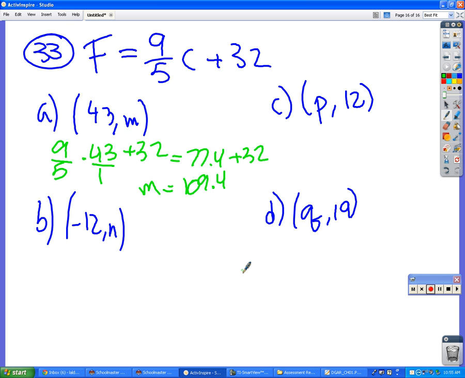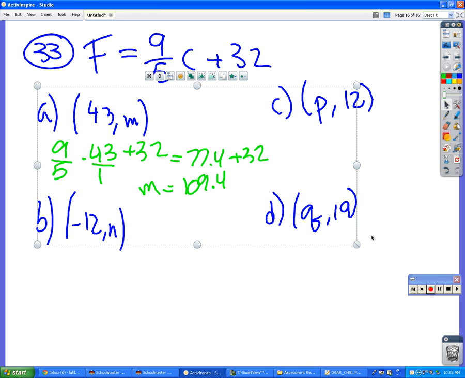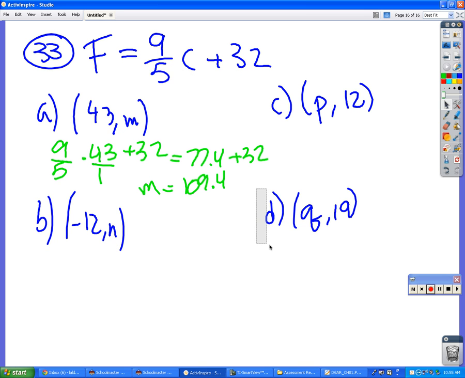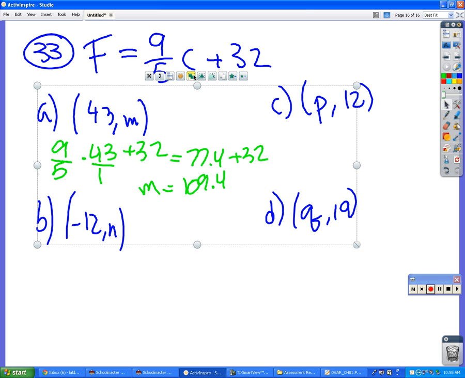Okay, so I'll let you guys work on B by yourselves. All you have to do is plug negative 12 in here for C and figure out what you come up with for the answer. Yeah, that's what we did. So we went 43 divided by 5. Okay, so then the tricky one, like I said, is if you are going the other way.